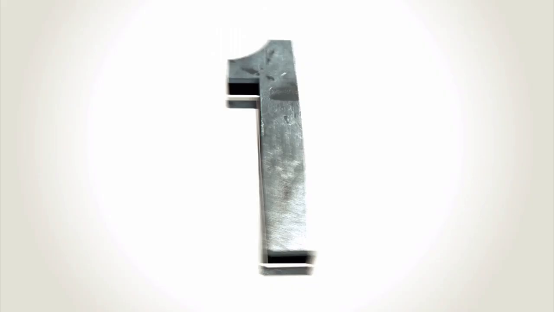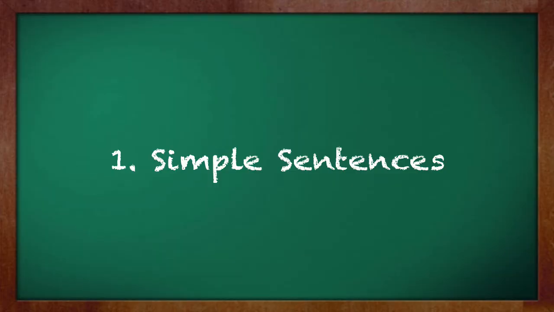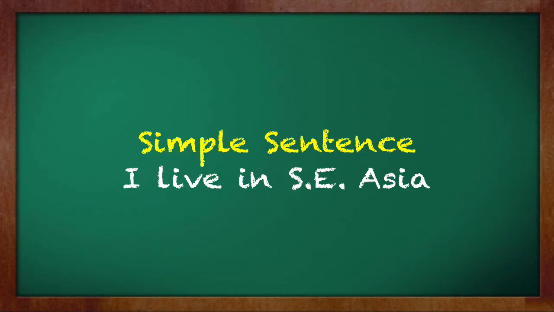Here are 4 types of sentences. Simple sentence. For example, I live in Southeast Asia. This is a simple sentence. It deals with one subject without anything added to it.